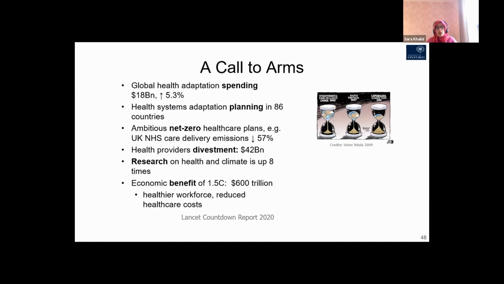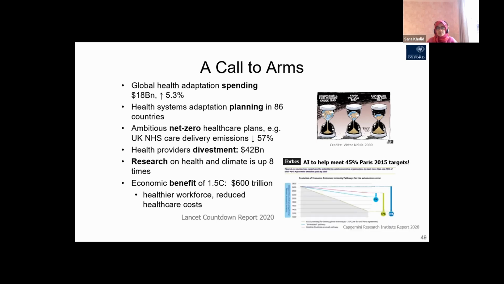Finally, while the clock is ticking, there are some positive signs for planetary health, as well as the potential for co-benefits from an overall health systems response to our changing climate. There's even a suggestion, believe it or not, that AI can help to meet almost half of the net zero targets set in the original Paris 2015 agreement. So AI can have a big role to play.